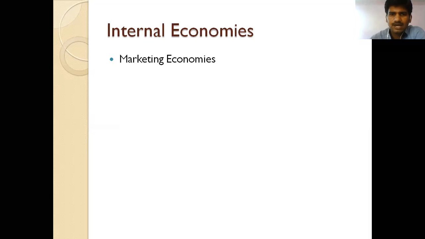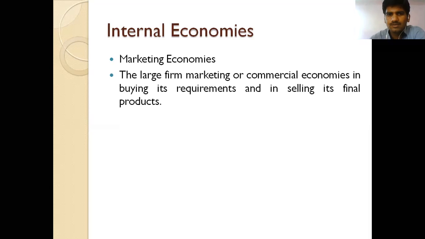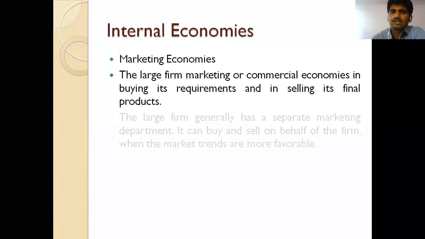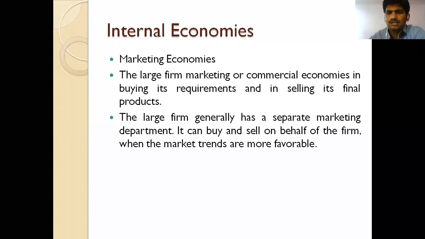So this marketing economics is a large firm's marketing or commercial economics in buying the requirements and selling the final products. In order to sell a product, we have these economics. A large firm generally has a separate marketing department. We already said that once we have a separate marketing department, we know the market trends and how favorable they are. We have different persons to advertise different products. Maybe they will admire them, the people, and they are going to buy the products also. So those are the various types.